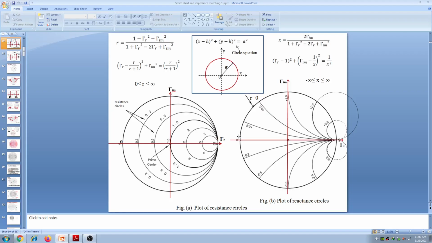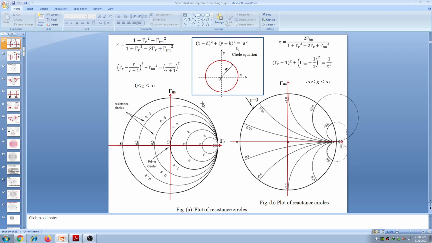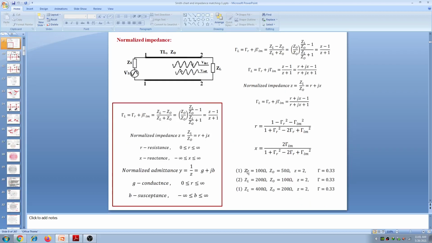Okay, in the previous class, we were discussing the Smith chart, and as we were discussing, a Smith chart consists of four types of circles associated with the impedance and admittance. Two circles are associated with the impedance, and two circles are associated with the admittance. Impedance consists of resistance and reactance, and as we discussed in the earlier class, normalized impedance.